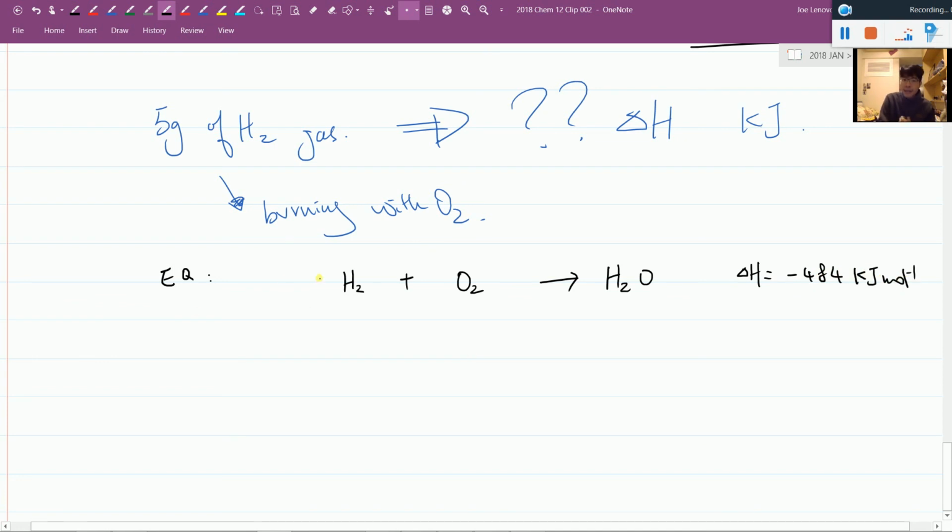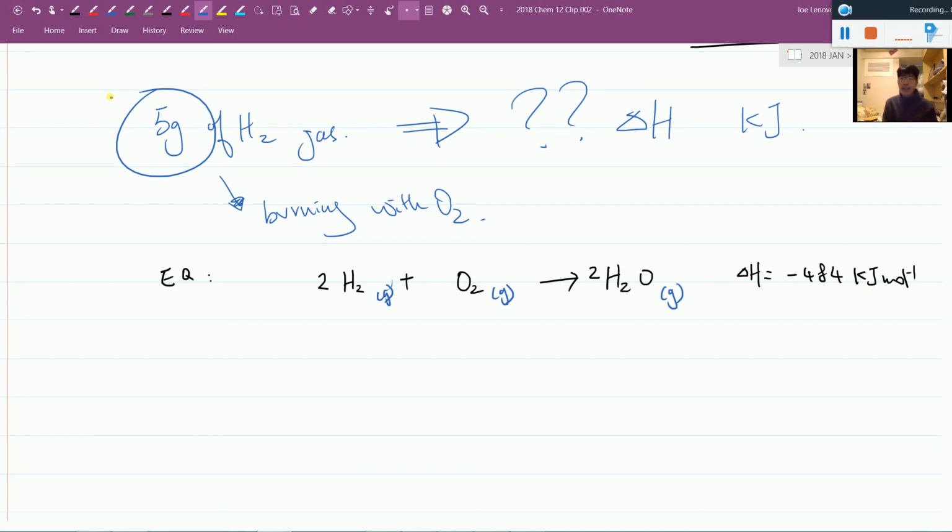Then we have to balance the equation. Put a 2 there, put a 2 there. Try to put the state next to it as well. Then here we've got every piece of information we need. Then go back to look at 5 grams. Remember one thing that we do, 2 mole produce negative 404 kilojoules. Then as long as you ask yourself how many mole of hydrogen are in 5 grams of gas, you should be able to tell the answer.